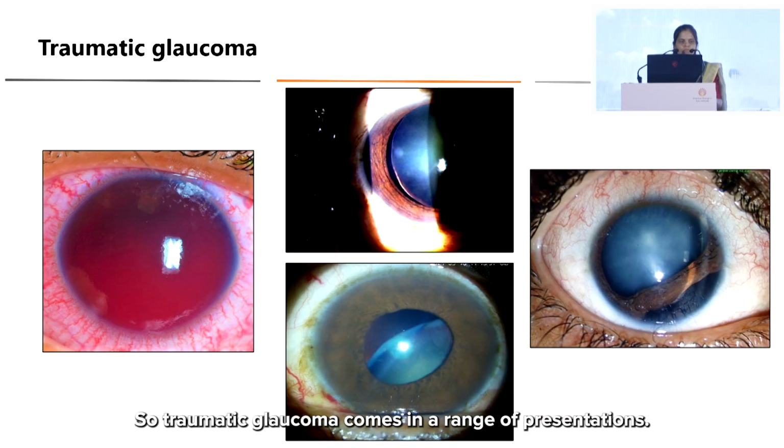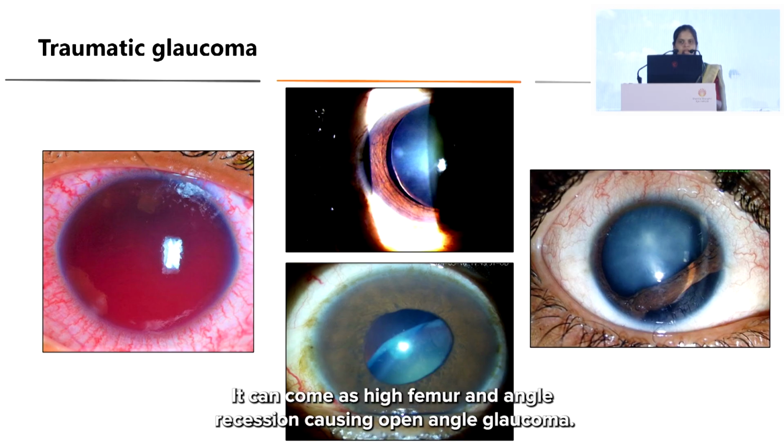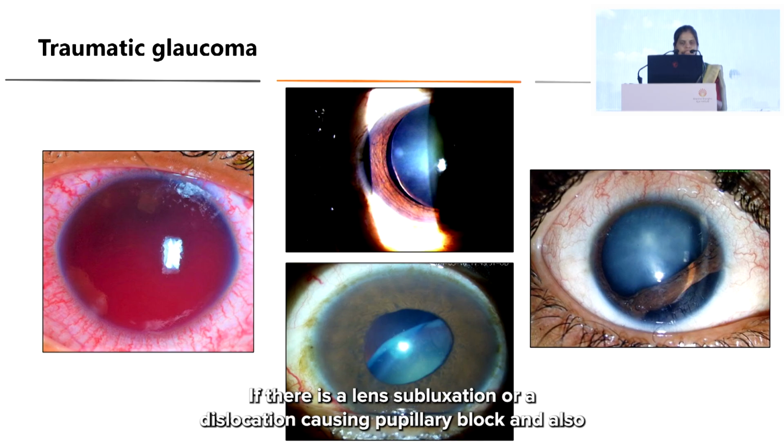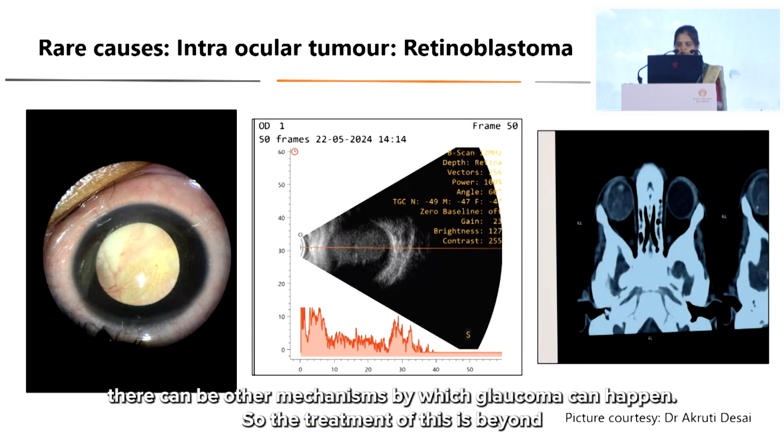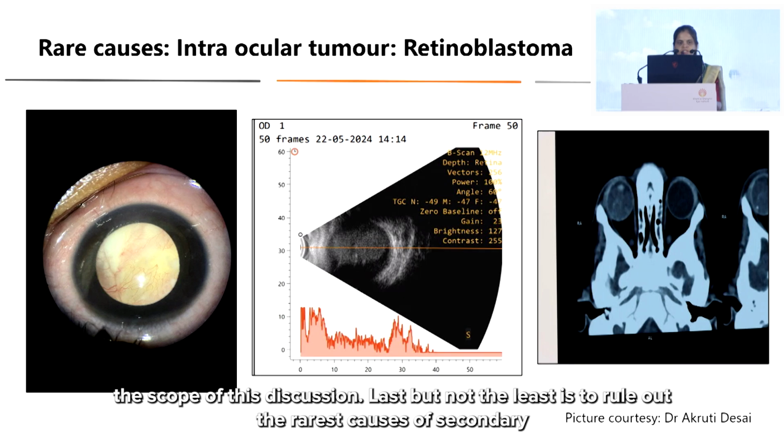Traumatic glaucoma comes in a range of presentations. It can come as hyphema and angle recession causing open angle glaucoma. There can be lens subluxation or dislocation causing pupillary block, and also other mechanisms by which glaucoma can happen. The treatment of this is beyond the scope of this discussion.